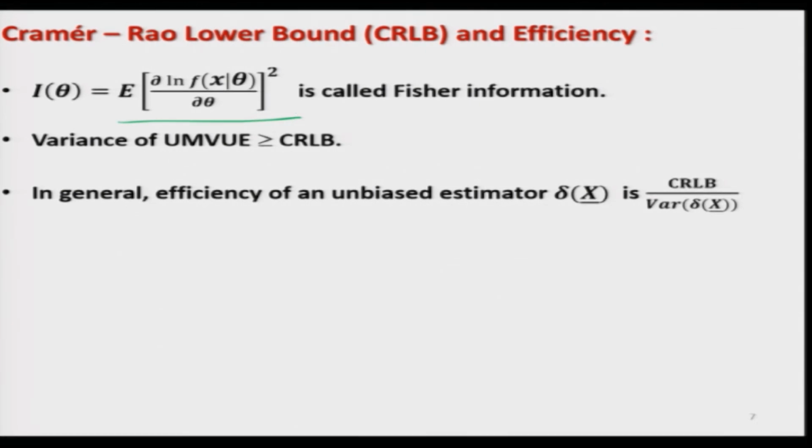Now, you already have the definition of the uniformly minimum variance unbiased estimator. So, the variance of the uniformly minimum variance unbiased estimator will be greater than or equal to the CRLB, the Cramer-Rao lower bound. And if this becomes exactly equal to the Cramer-Rao lower bound, then you have the best estimator. If you want to compute the efficiency of an unbiased estimator delta x, it can be obtained using the concept of the Cramer-Rao lower bound as the ratio of the Cramer-Rao lower bound divided by its variance.